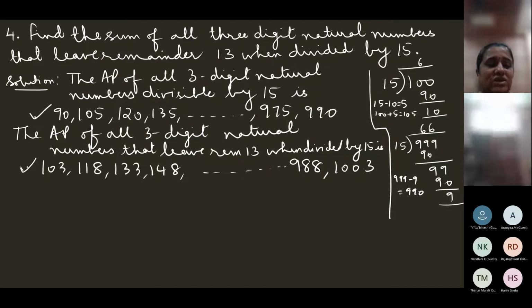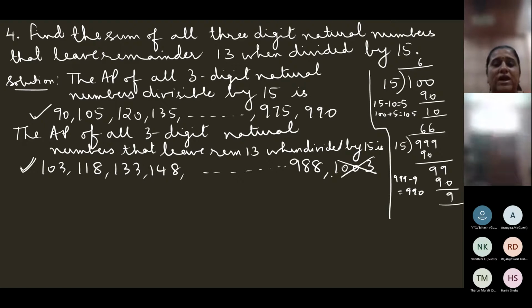So if you add 13 to each of them, they leave 13 as remainder. So the second AP is generated by adding 13 to every term of the first AP. So 90 plus 13, 103. 105 plus 13, 118. 120 plus 13, 133. 135 plus 13, 148. Like that, 975 plus 13, 988. And 990 plus 13, 1003. Now, clearly, 1003 is a 4-digit number. So take it away. You don't write it at all.